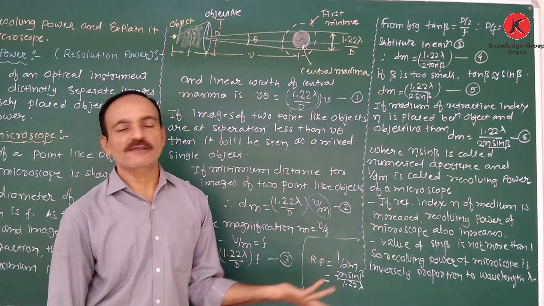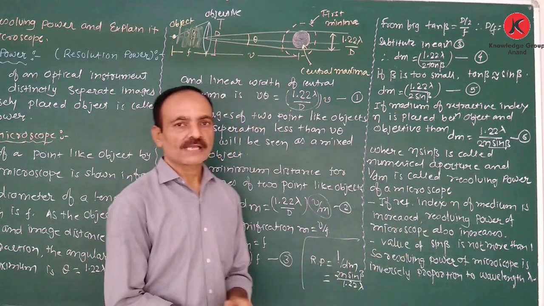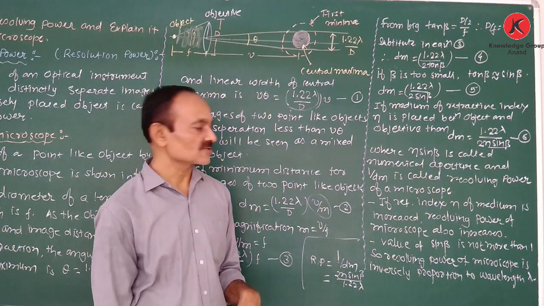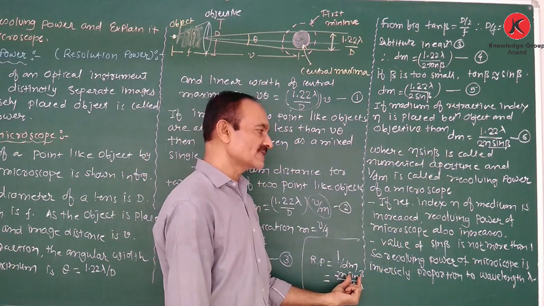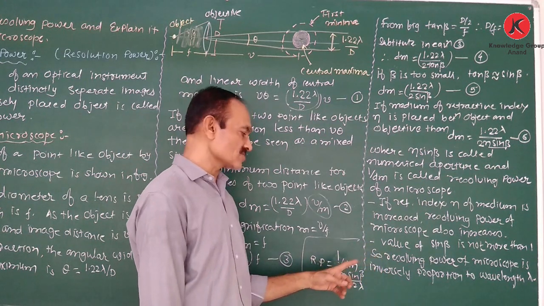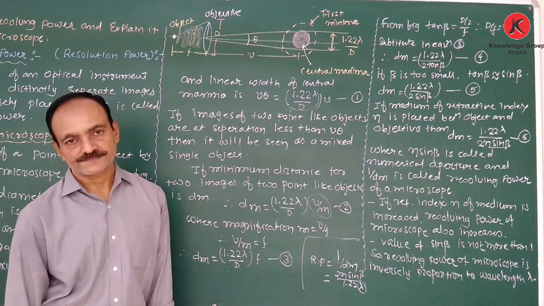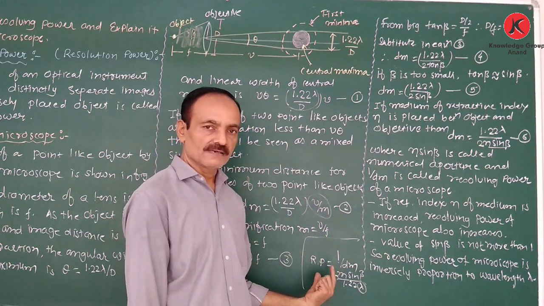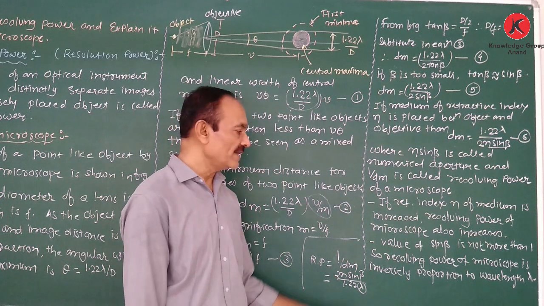That means to increase the resolving power of a microscope, we have to place a medium between the object and objective. And if the refractive index of the medium is increased, the resolving power of a microscope is also increased. Now, the value of sin beta in this equation is not more than 1, because the maximum value of the sine function is 1. Therefore, the resolving power of a microscope is inversely proportional to the wavelength of light used.